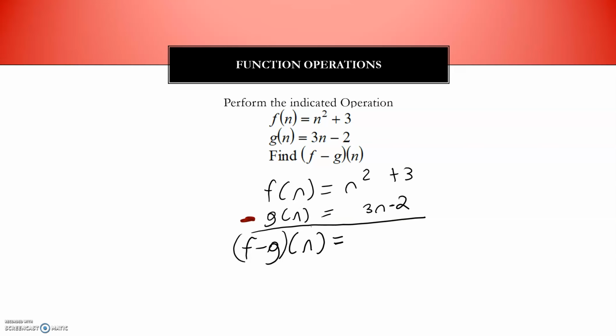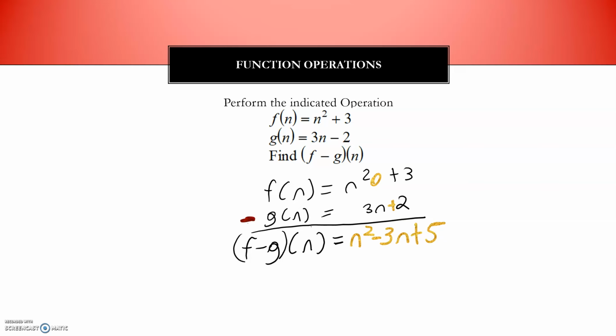Okay, the reason I arranged it kind of weird looking like that, there's no n squared in g, so there's nothing to subtract from the n squared. It's part of my answer. There is nothing n in f, so I'm doing basically 0 minus 3n, so that's a negative 3n in my answer. And then I have 3 minus negative 2 is really 3 plus 2, so it's n squared minus 3n plus 5.